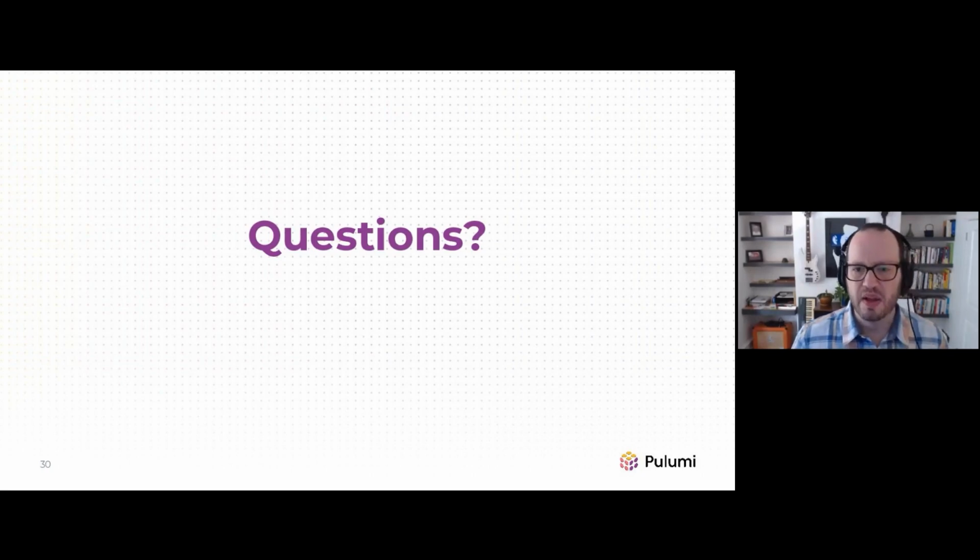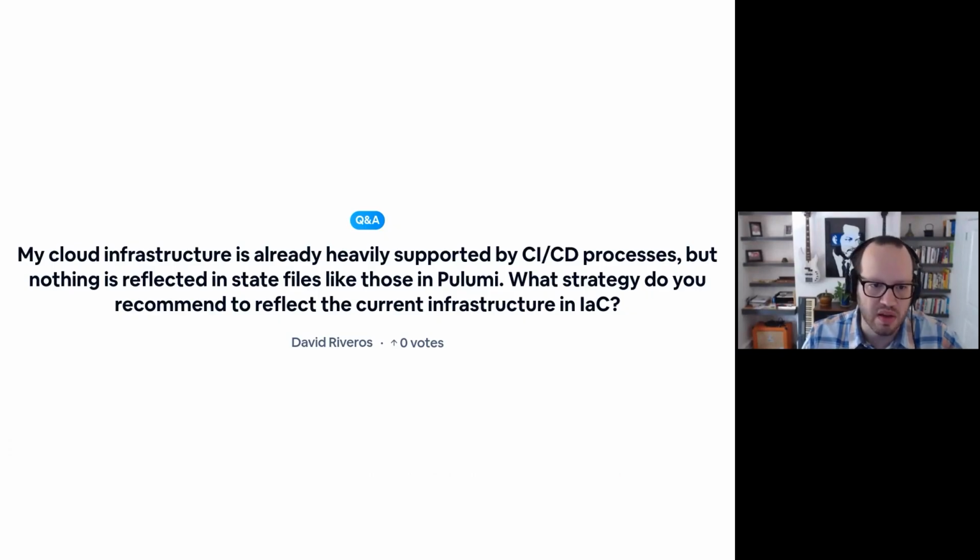All right, so I have time for a few more questions, and then we're going to wrap up. I have a question here. Let's take a look. My cloud infrastructure is already heavily supported by CI/CD processes, but nothing is reflected in state files like those in Pulumi. What strategy do you recommend to reflect the current infrastructure in IaC?